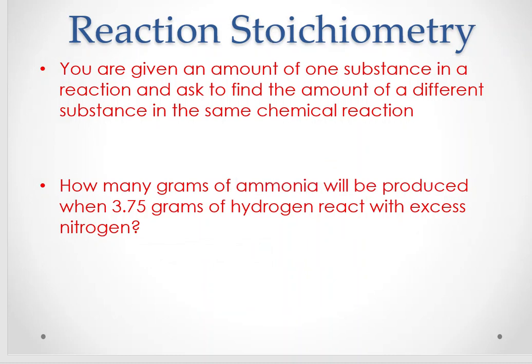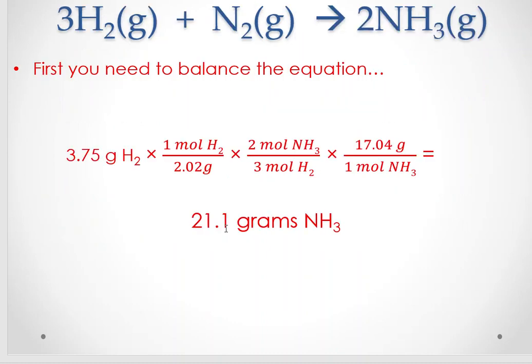So step one, know my recipe. So I got to have my balanced equation. So I have my recipe up here, okay? Step two, take what I'm given, 3.75 grams of hydrogen, convert it to moles. How do I do that? I divide by the molar mass of H2, okay?